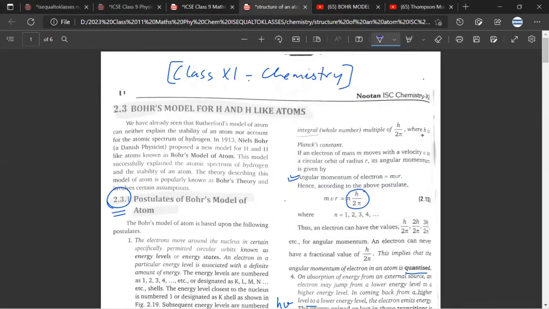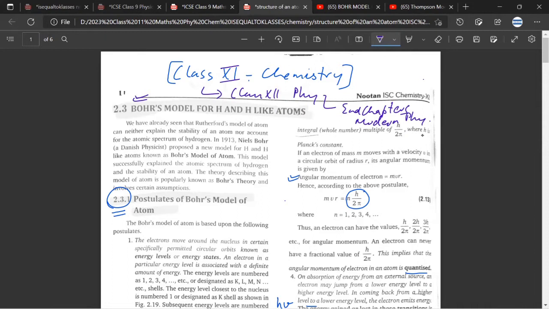So, Ms. Avantika, Bohr model for hydrogen and hydrogen-like atoms. One thing that we need to understand, accept, and be aware of is that we are doing this in chemistry, class 11th. We will be doing the same topic in class 12th physics, and those would be the end chapters, part of modern physics.